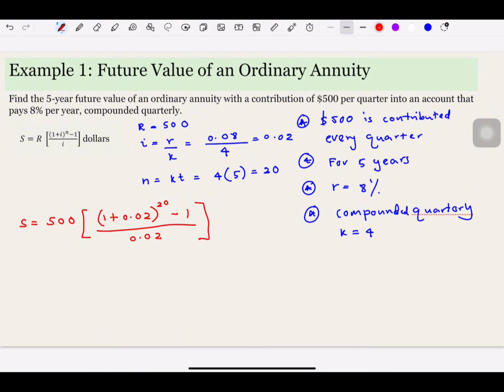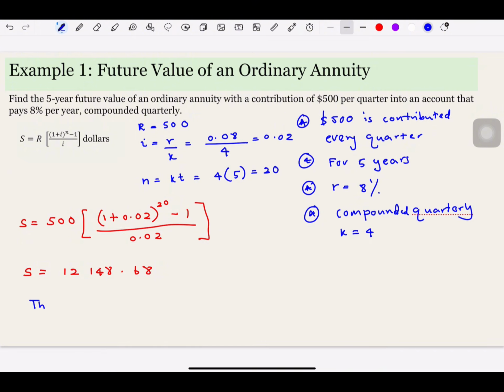So you have to simplify this expression. You can use your calculator. Then you'll get your S as 12,148.68. So that means the future value of this investment is $12,148.68. So let me complete the problem.